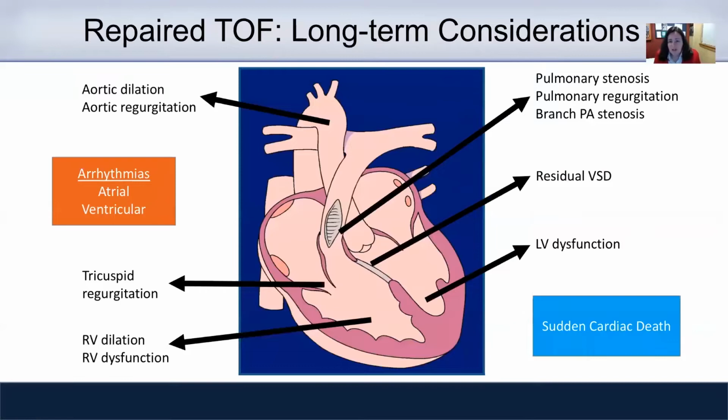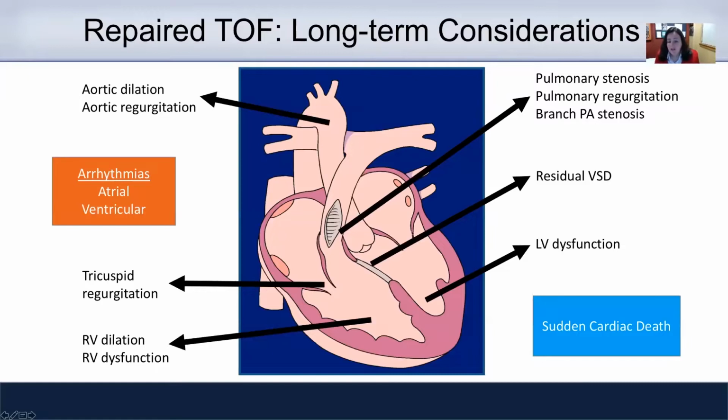When you're imaging these patients, here's some of the anatomic issues that we encounter. Starting on the right side of the heart, patients can get tricuspid regurgitation. They get varying degrees of right ventricular dilation and dysfunction, and varying degrees of pulmonary artery problems, whether that be residual stenosis, regurgitation, or branch pulmonary artery stenosis.